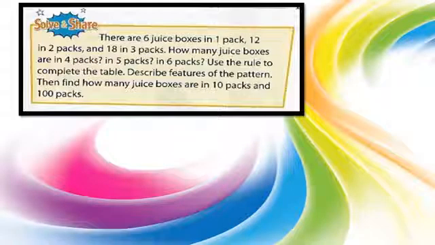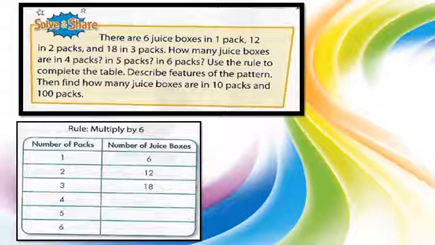Now let's have the solve and share problem. There are 6 juice boxes in one pack, 12 in 2 packs, and 18 in 3 packs. How many juice boxes are in 4 packs, in 5 packs, in 6 packs? Use the rule to complete the table. Describe features of the pattern. Then find how many juice boxes are in 10 packs and 100 packs.